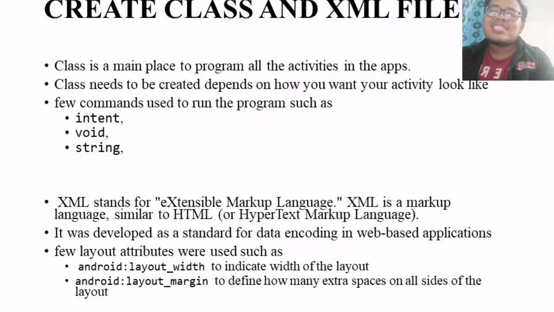The second one is XML. XML stands for extensible markup language. XML is a markup language similar to HTML, which is hypertext markup language. It was developed as a standard for data encoding in web-based applications. A few attributes were used, such as Android layout width to indicate the width of the layout, and Android layout margin to define how many extra spaces on all sides of the layout.